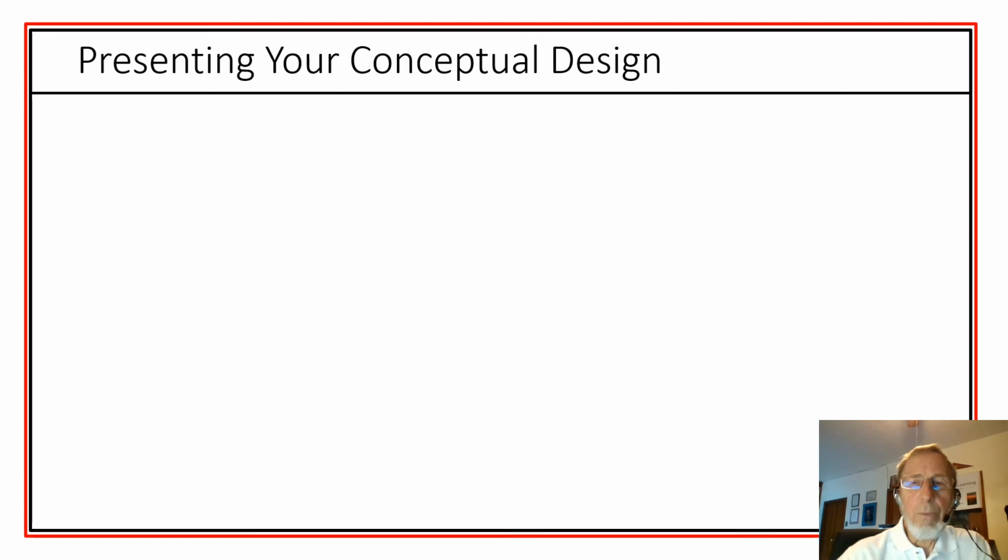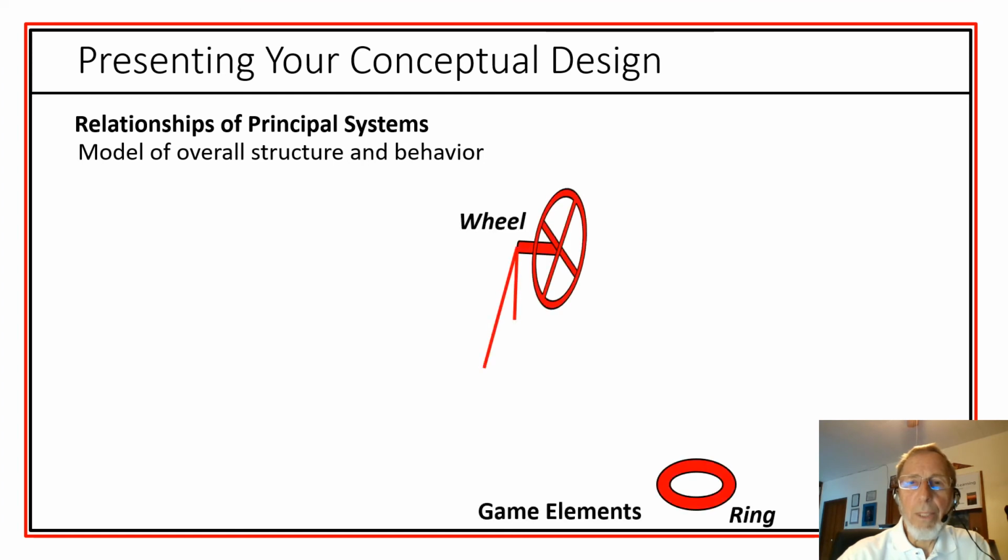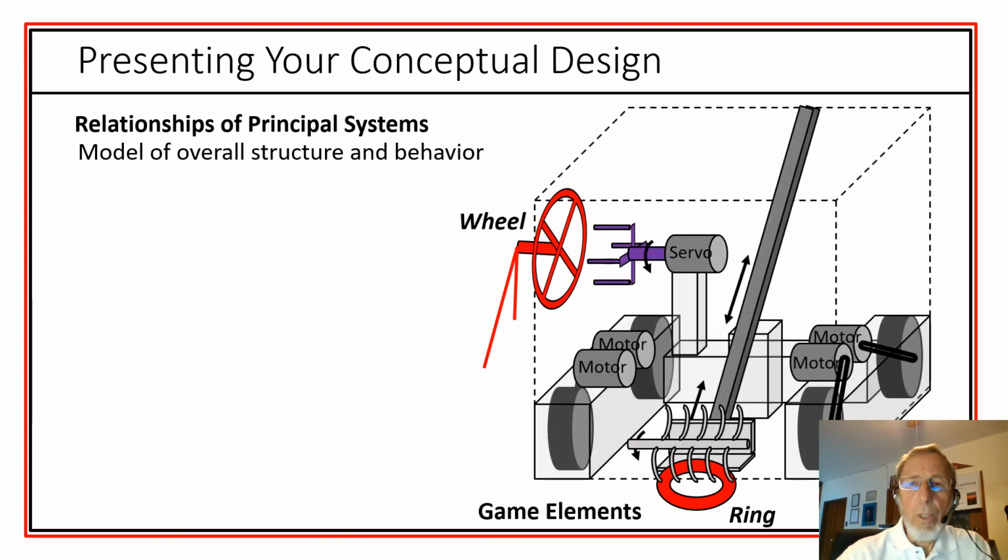Okay, so assuming that we've come up with a conceptual design, how do you present this? First of all, you want to give a model for the overall structure and behavior. For example, if we have ring collection and then we also have another way of scoring by turning a wheel a certain number of turns and so on, what conceptual design was produced to accomplish these scoring functions?